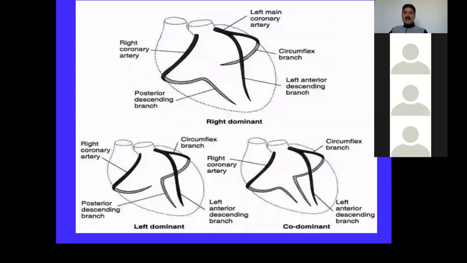Go to the simplified diagram. This is the right dominance. Then below we have the left dominance, posterior interventricular branch from the left coronary. And here we have posterior interventricular branches. There are two vessels, one from the right, another from the left. So we call this type of circulation as codominant circulation.